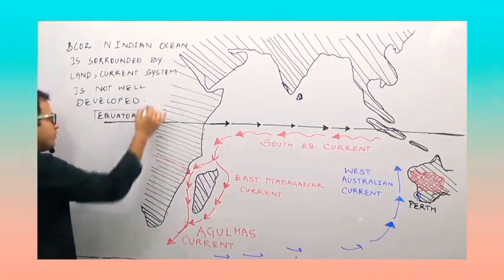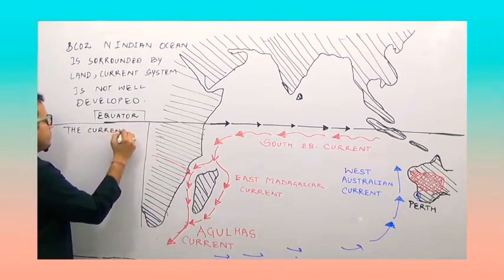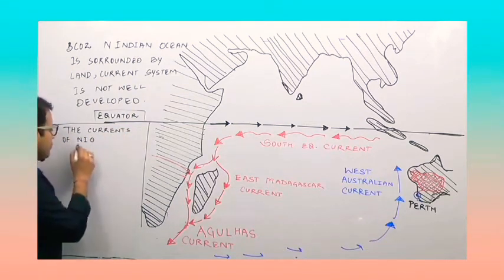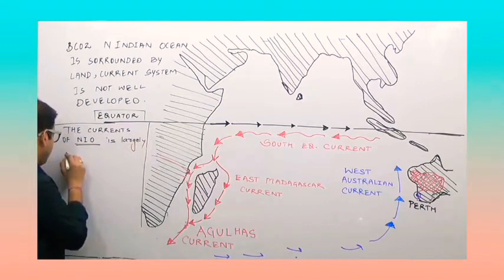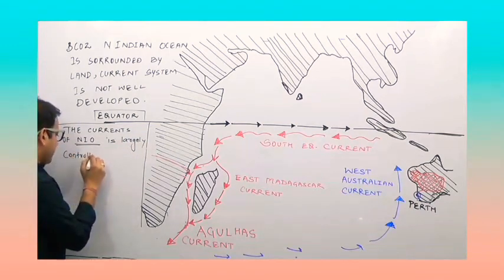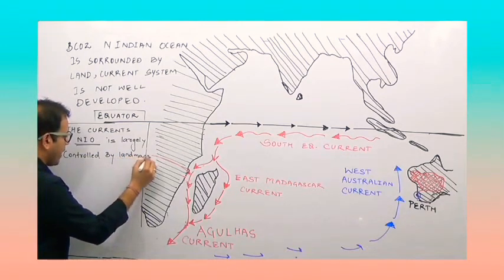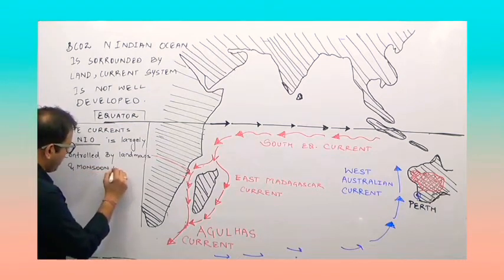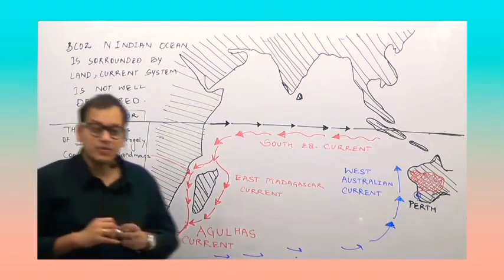So I can write here the currents of the North Indian Ocean. I am writing here NIO, that means the North Indian Ocean is largely controlled by landmass and monsoon winds. So how is the effect seen? Let us see how the effect is seen.